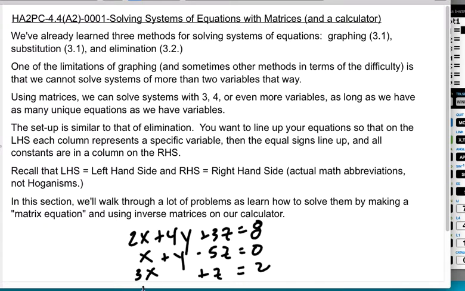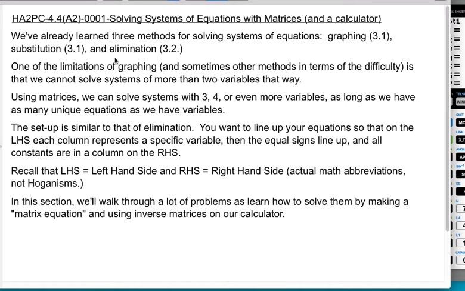Where this entire column is the x's, this column is the y's, and if there is no y, I just leave it blank. This column is the z's, I have a column with the equal signs, and on the right-hand side, I have a column of the constants, right? Notice that LHS, meaning left-hand side, and RHS, meaning right-hand side, are actual math abbreviations, not Hoganisms. So in this section, we're going to walk through how to do these problems using your calculator. Again, this is a fake problem, so we're not going to do this specific problem. I just wanted to show you what I mean by lining up your equations. Cool. So let's go ahead and move forward.